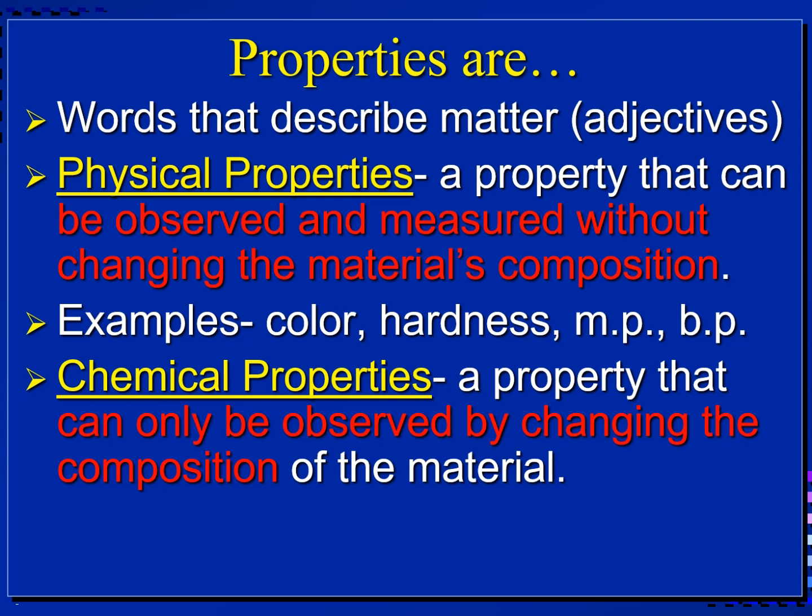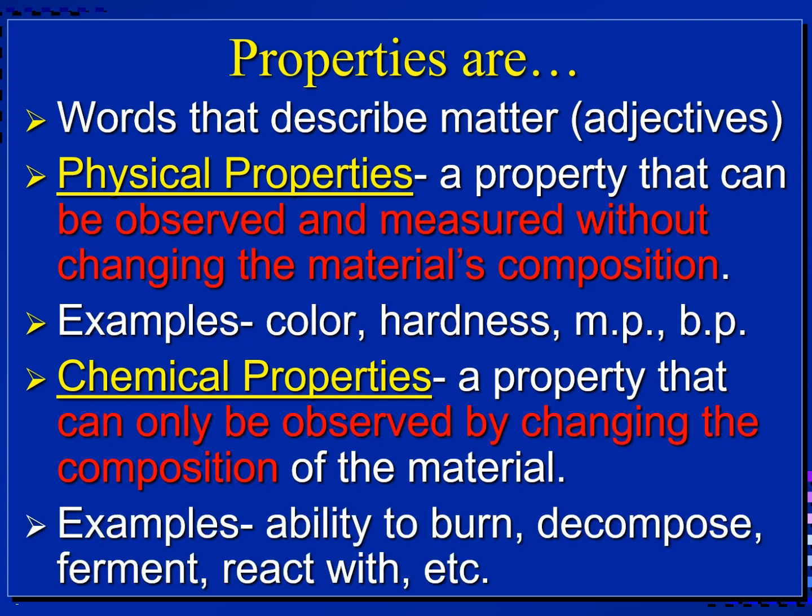Chemical properties are going to be things that can only be observed once you change the composition of what is present. So a chemical property would be like a piece of lumber's ability to burn, right? Once you burn that lumber, it is no longer a log of wood. It is now soot, ash, smoke, whatever it was turned into. Decomposition is another great one for chemical changes. Things eventually just decay, fall apart.